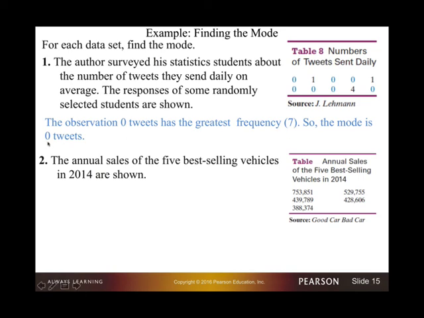And for number 2, the annual sales of the 5 best-selling vehicles in 2014 are given. So this is going to be my data. Does any data have the greatest frequency? No, right? Each data only appears once. So for this example, we don't have any mode. That's no mode here.